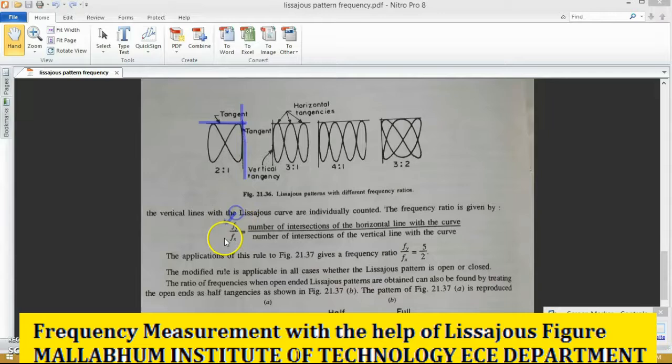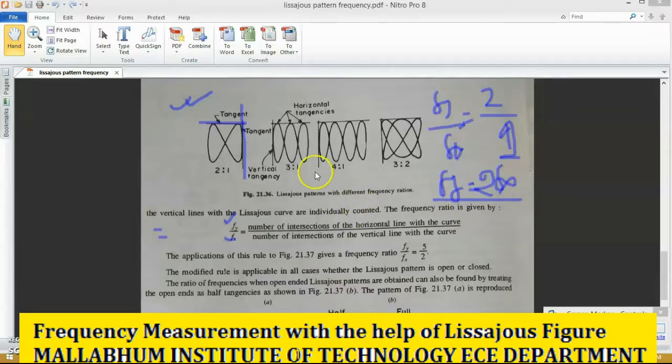So you can see Fy divided by Fx equals 2. The number of intersections with the horizontal line is 2, and the number of intersections with the vertical line is 1. So you can easily see that for the figure we have discussed, the vertical plate frequency is twice the horizontal plate frequency. So that is the formula, very simple.